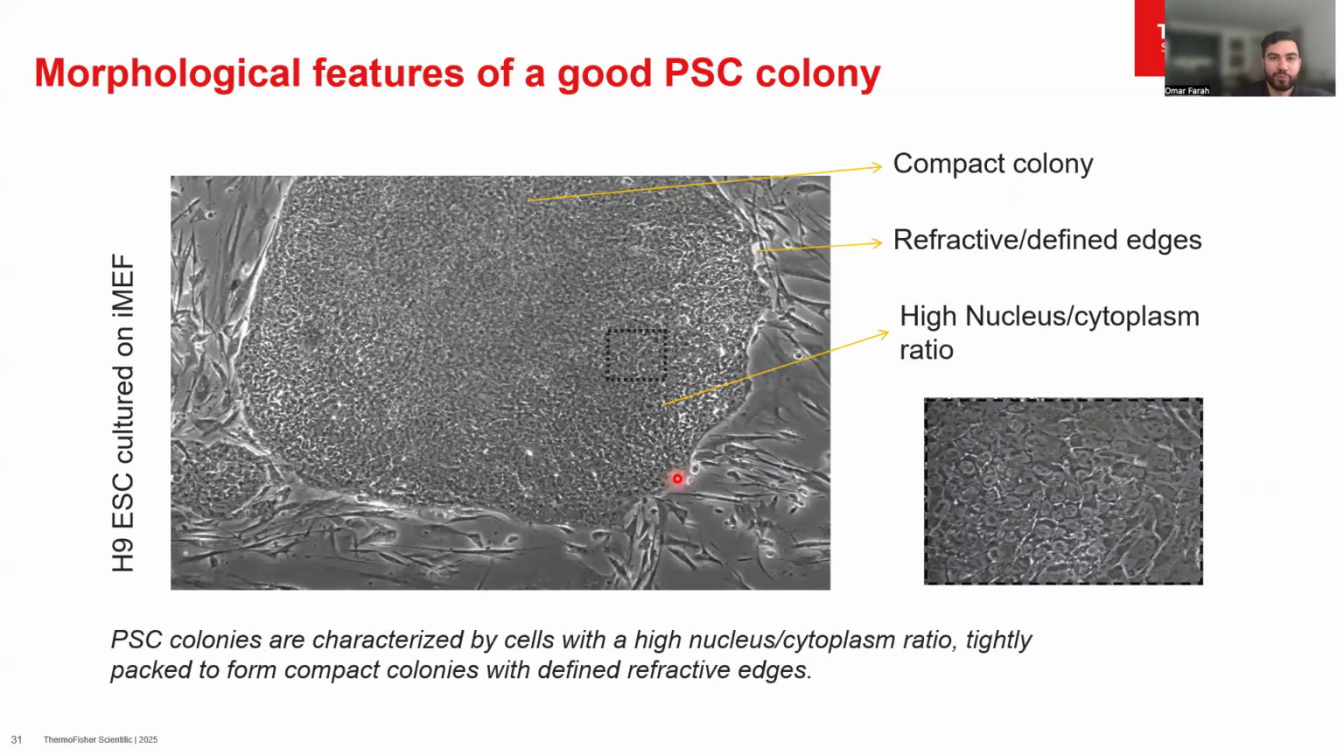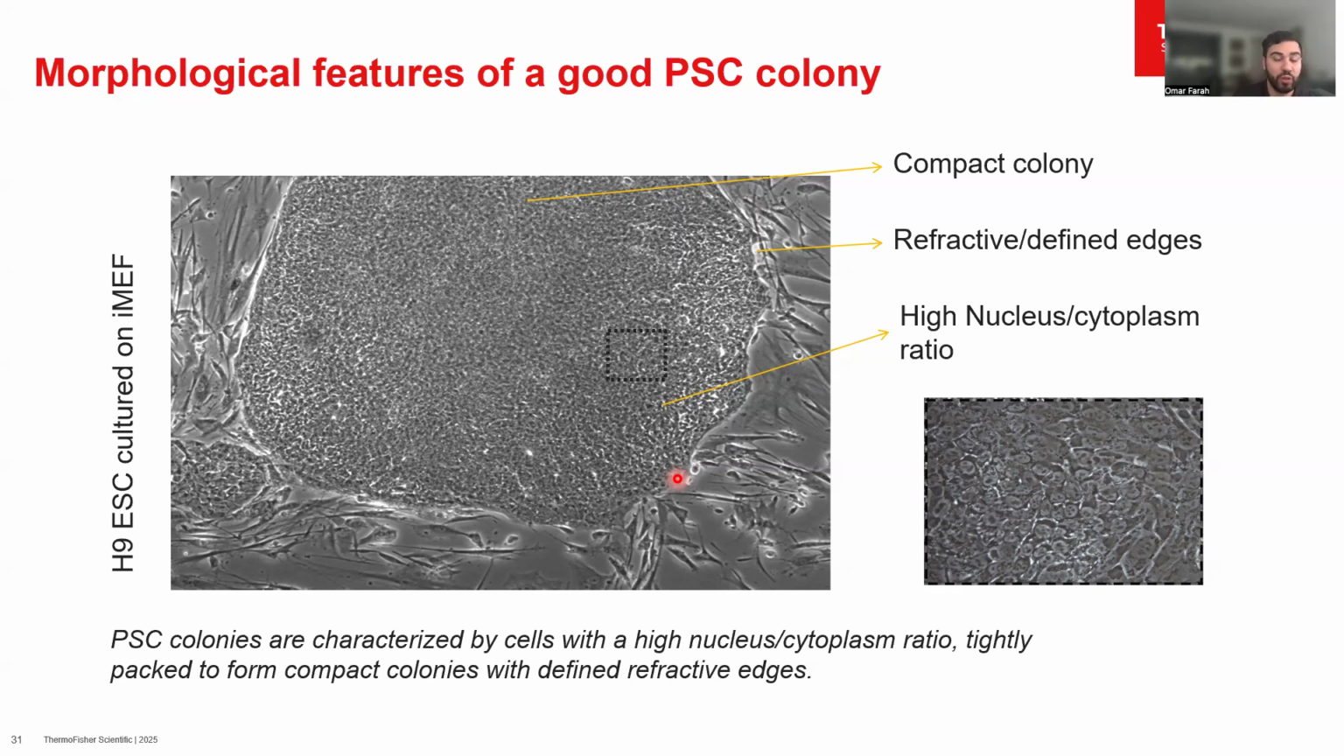Okay, so now that we know the idea behind reprogramming, we can get an idea of what that process looks like, how long it takes, what we should be thinking about. At the end of that, the idea is to have a PSC colony that you can continue to propagate, right? And I briefly alluded to this, but there are very, very specific morphological features of pluripotent stem cells that we can pick out just by phase contrast microscopy alone that I think everybody should be aware of.